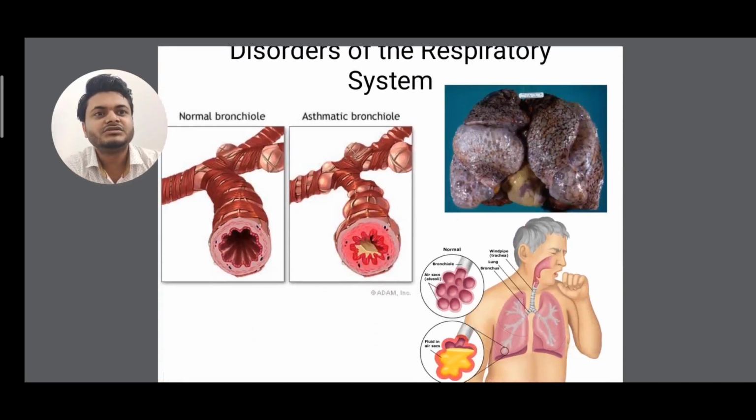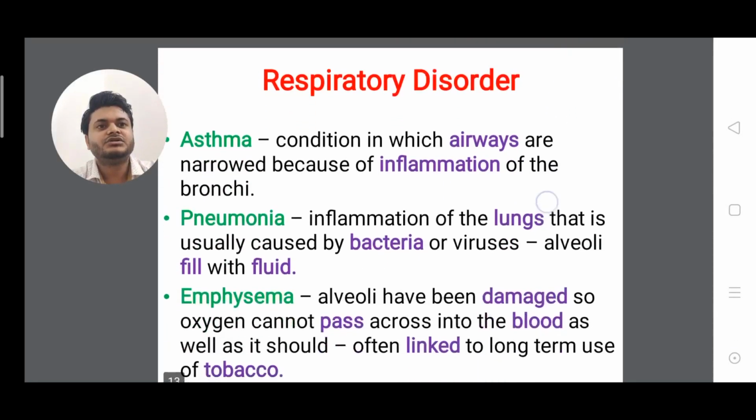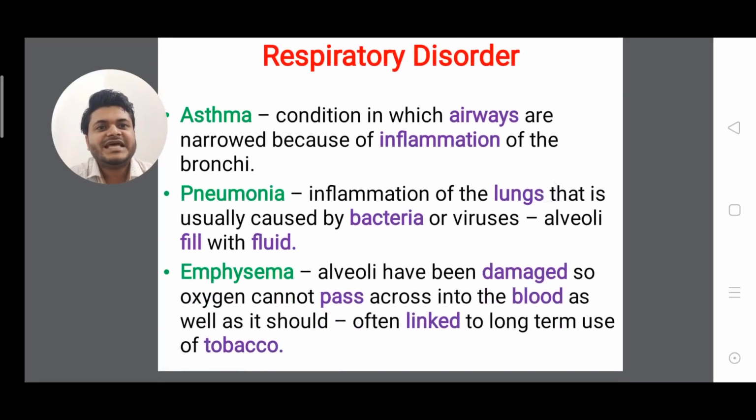Next, these are the disorders of the respiratory system. On the left-hand side is a normal bronchial, and on this side you see an asthmatic bronchial. In the next slide you see disorders of the respiratory system. First is asthma. Next I have written pneumonia and then emphysema. What is asthma? It is a condition in which airways are narrowed because of inflammation of the bronchi.